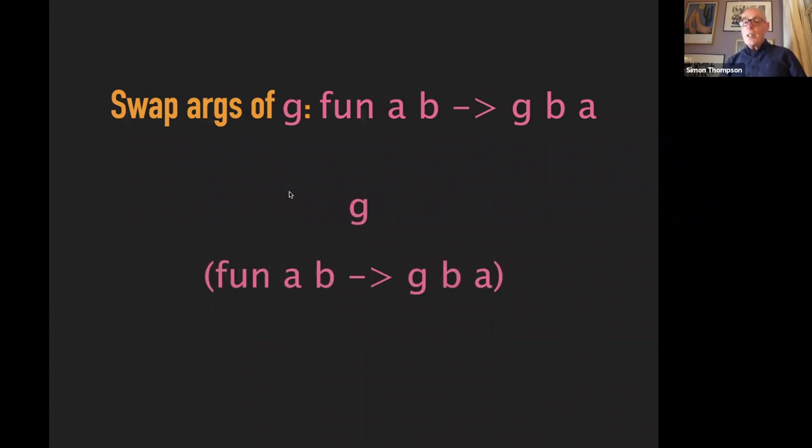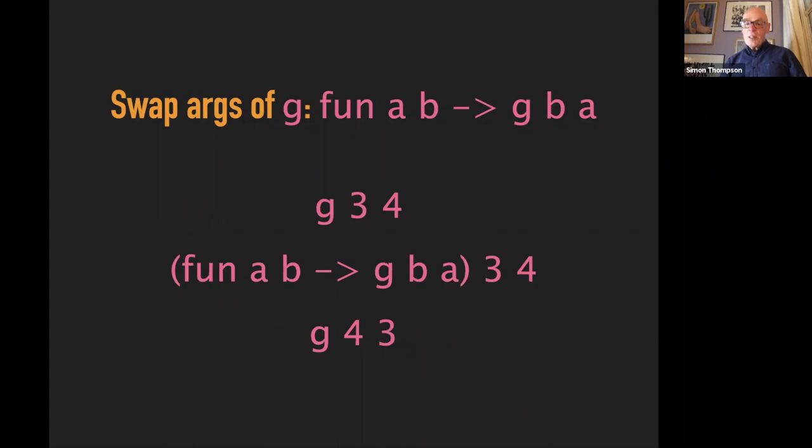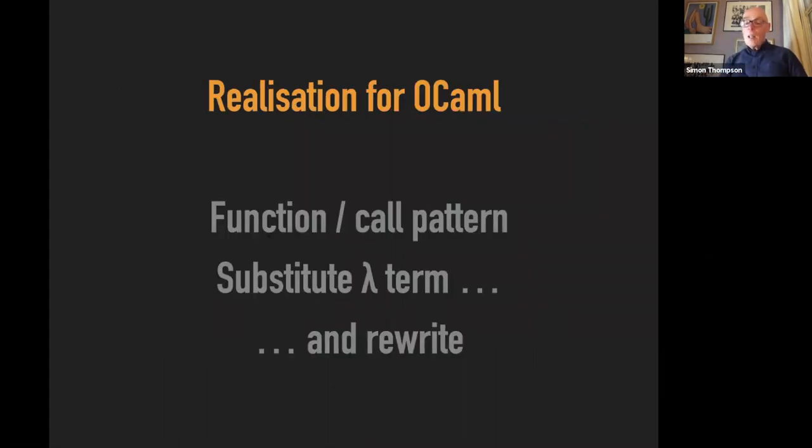But it means that we can perform this swap of arguments simply by, let's go back to the original example, taking the application, replacing the g there by this lambda expression and beta reducing. That gives us the swap arguments pattern, it gives us generalization and so on. And that's all implemented on top of this simple substitution of a lambda term, which gets rewritten.